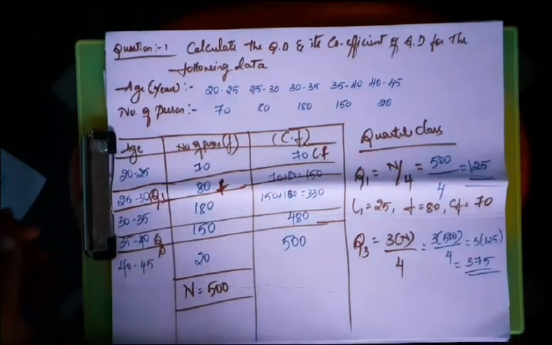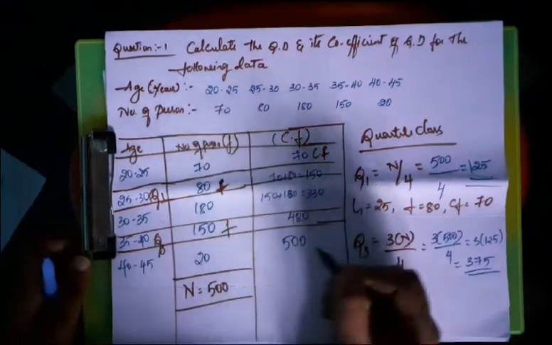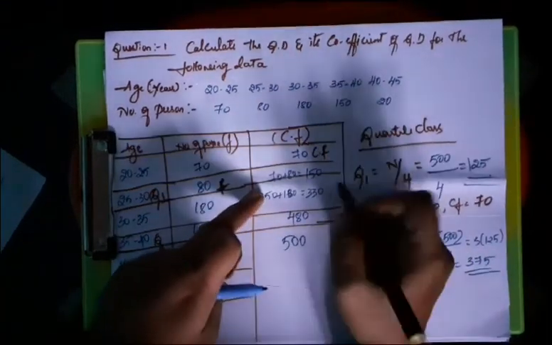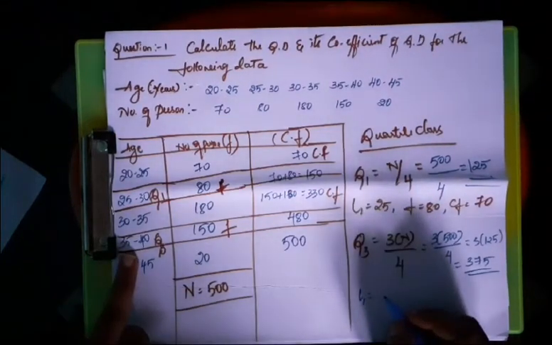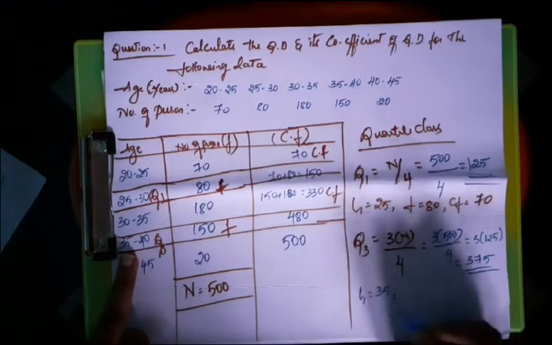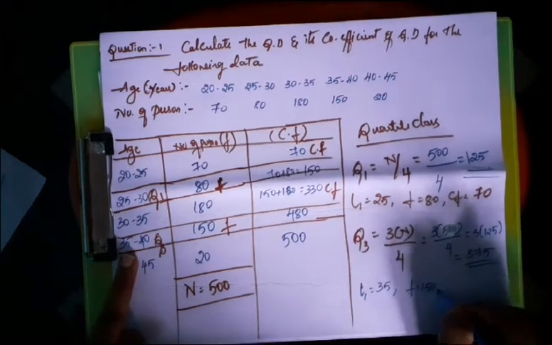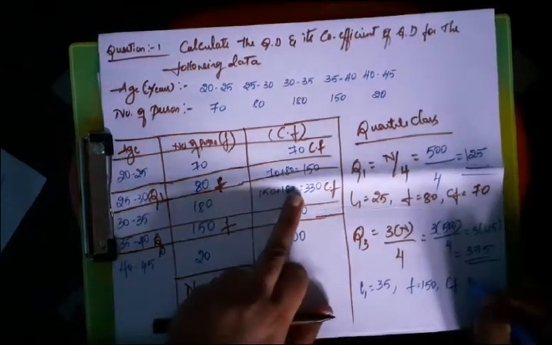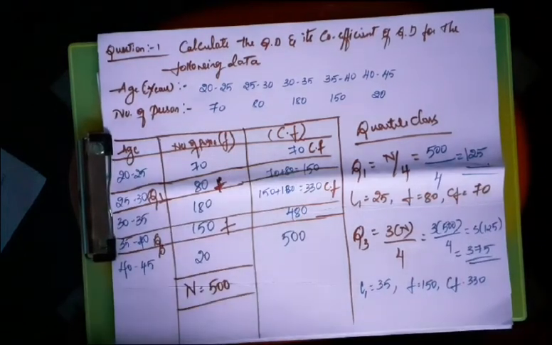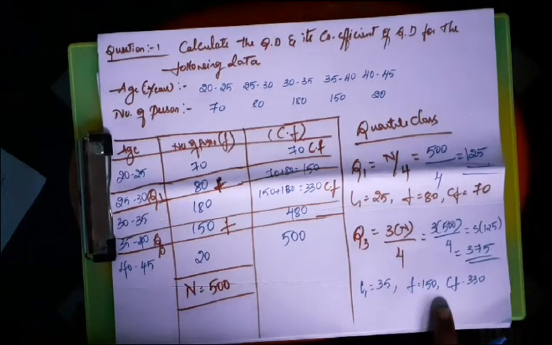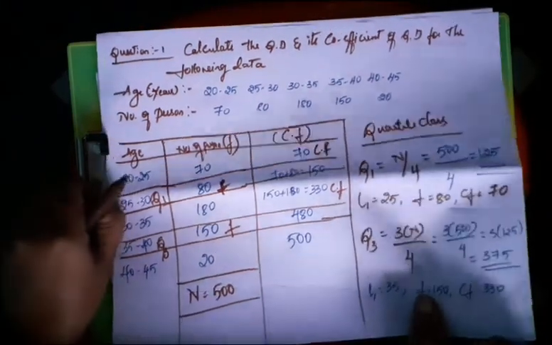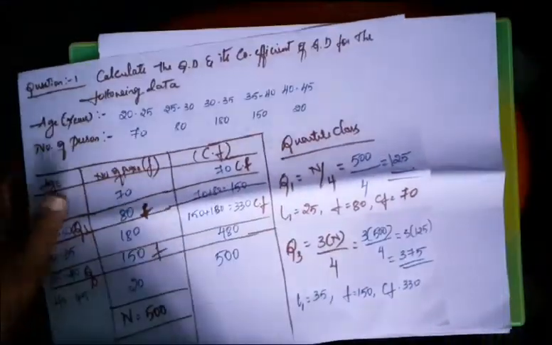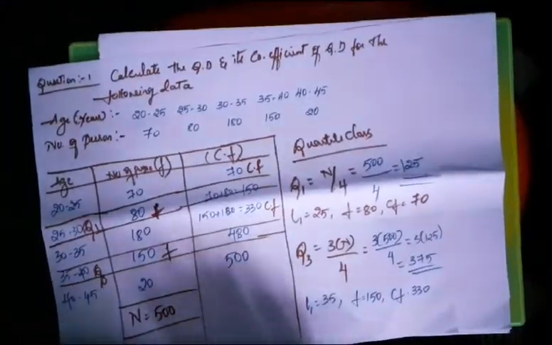Okay, third quartile. The frequency is 150 and the cumulative frequency is the preceding one, which is 330. So L1, the lower limit of this class, is 35. F is 150 and cumulative frequency is 330. This value has to be determined first, and later it has to be substituted in the formula. So next is substituting these values in the formula. You know the formula, right?